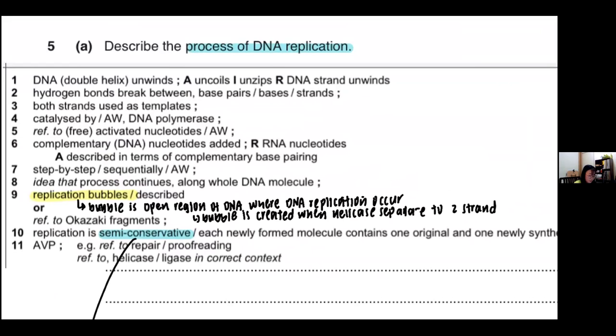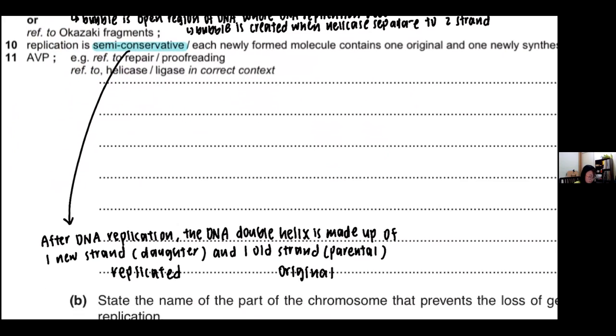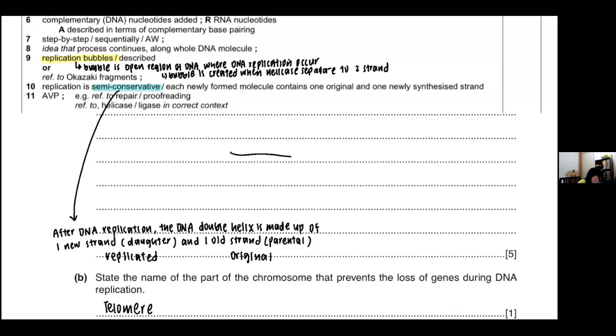A replication bubble is an open region of DNA where DNA replication occurs. The bubble is created when the helicase separates the two strands. So replication is semi-conservative. Semi-conservative means after DNA replication, the DNA double helix is made up of one new strand, which can also be called the daughter strand, and one old strand, which can also be called the parental strand. The new strand is the replicated one, and the old strand is the original one.